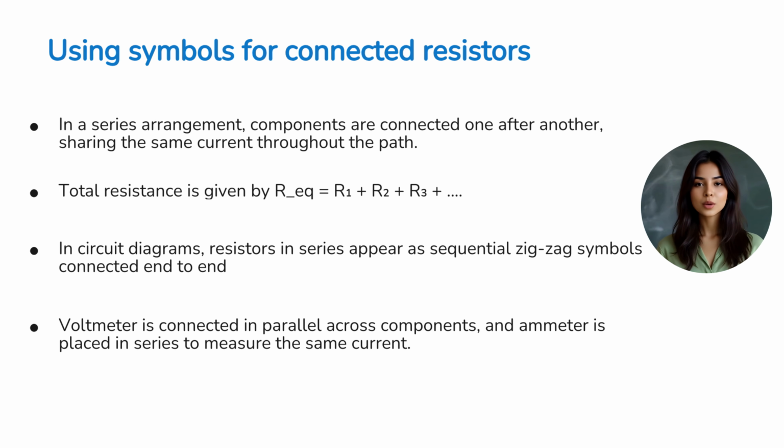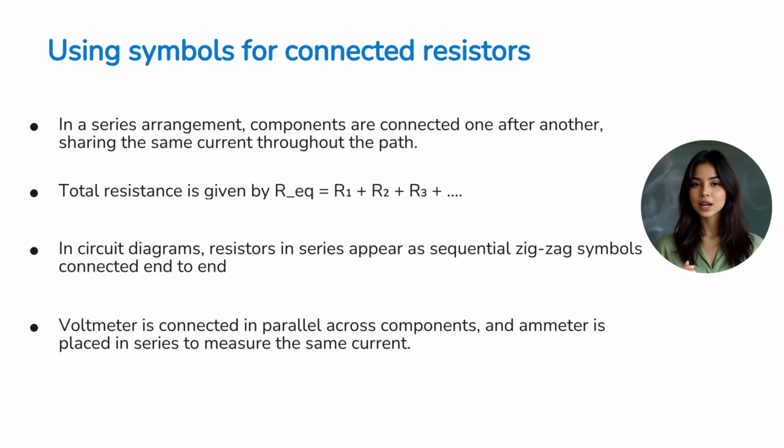Now, let's talk about series circuits. They're like a single-lane road where all vehicles follow one after another. In a series arrangement, components like resistors, bulbs, and switches are connected end to end so the same current flows through each element. Picture a conga line dancing through a circuit. Here, the total resistance of the circuit is simply the sum of each resistor's resistance, so the equivalent resistance, let's call it R_eq, equals R1 plus R2 plus R3 and so on.